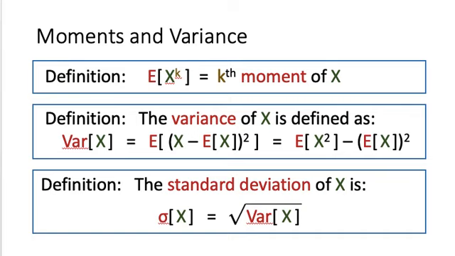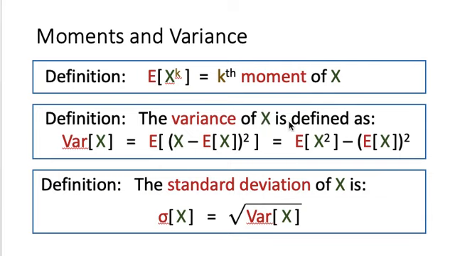Now, let us define the two new concepts. The first one is called moment, and the other is called variance. So the kth moment of a random variable X is simply the expected value of X to the power k. So the first moment is expected of X, the second moment is expected of X squared, and so on and so forth.